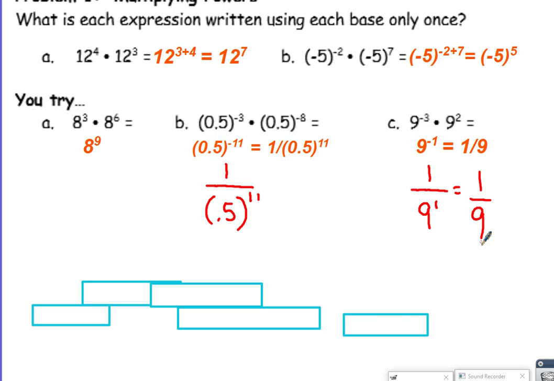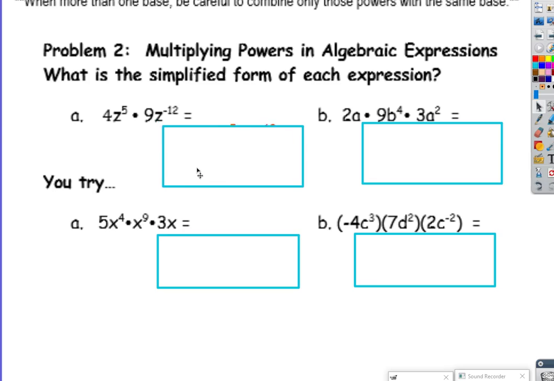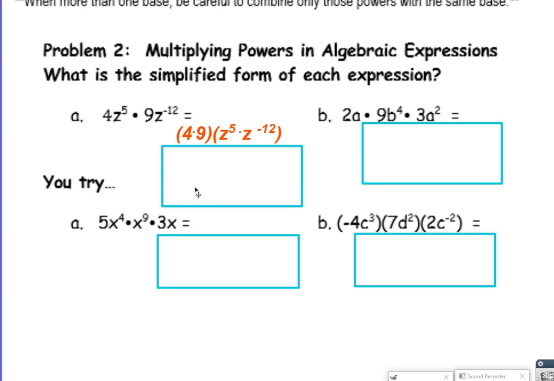Problem 2. What happens if you want to multiply an algebraic expression? So what is the simplified form of each expression below? Notice we have 4z to the 5th times 9z to the negative 12. We actually have to multiply 4 times 9 first. That is multiplication. But we have to add the exponents for the next part.